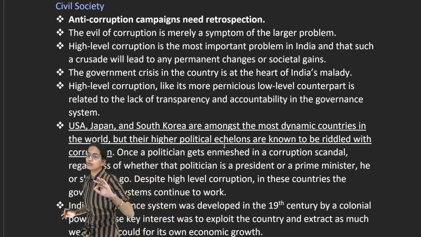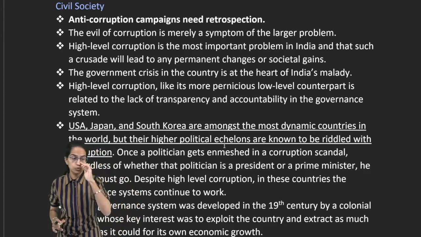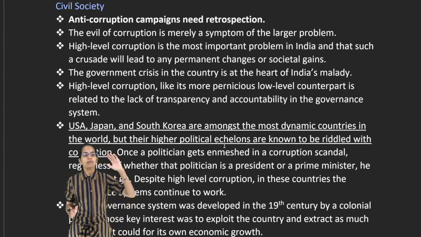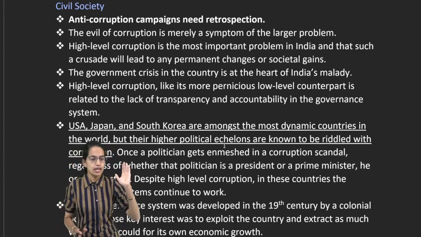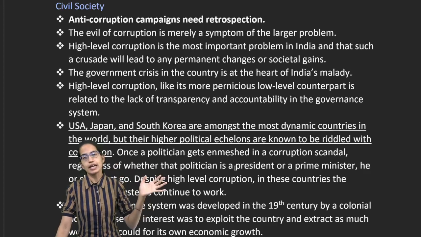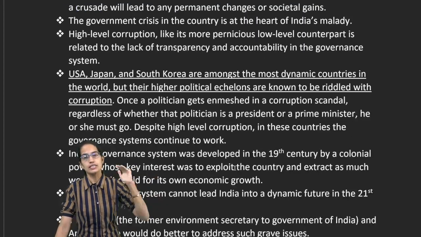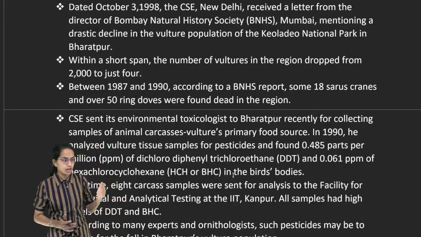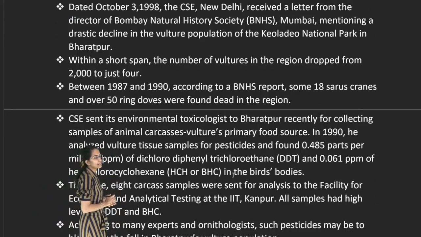The US, Japan and South Korea are some of the leading, most dynamic countries which have been riddled with corruption, but still the corruption scandals do not go up the hierarchy. So despite high levels of corruption, the governance is good and continues to work, and the same should be the case with India as well. Now, the next is vulture population.